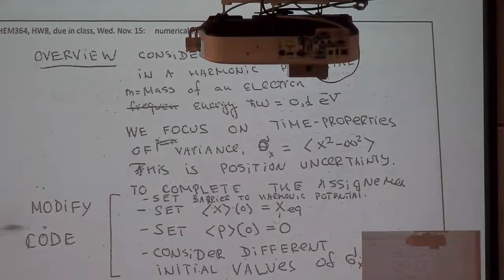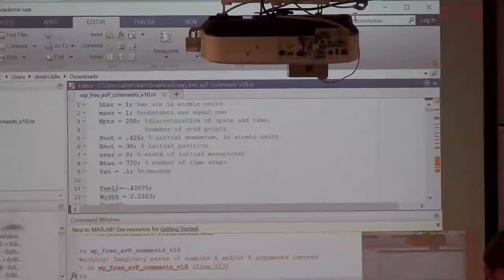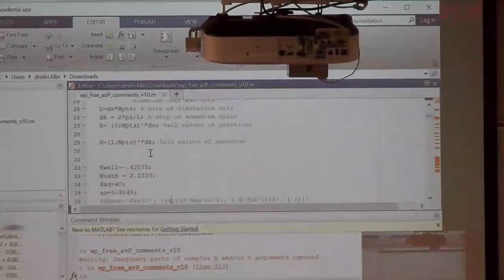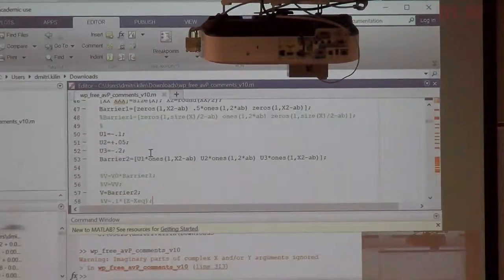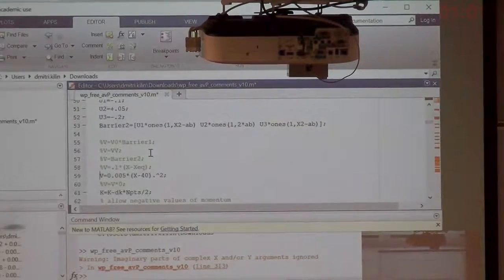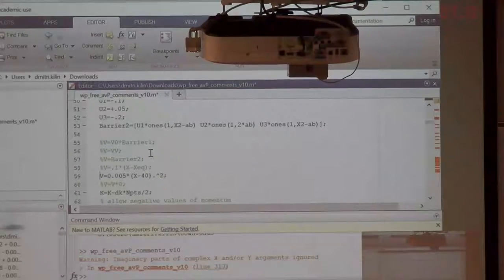Let me invite you to open the code, maybe the one with comments, and go to the part where the potential is defined. Whatever the last expression is will be the only one that will work. So I'm going to line 59, and just to make life easier, uncomment this line.